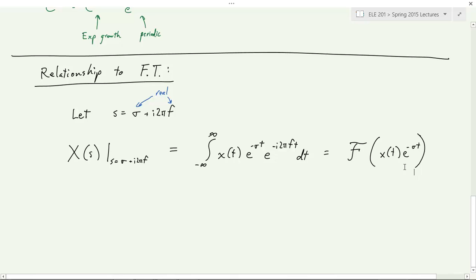All right. So, for example, if we let sigma be 0, okay, so we just let s equal i 2 pi f. Let s be purely imaginary. Well, then you see that, of course, this is just the Fourier transform of x of t. Okay, so the Fourier transform is the Laplace transform evaluated at s being purely imaginary. All right.